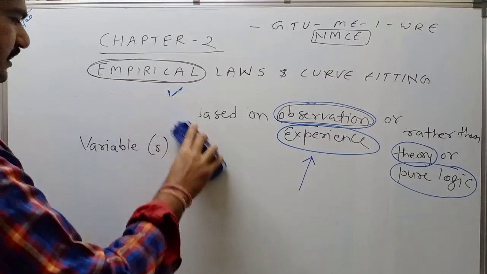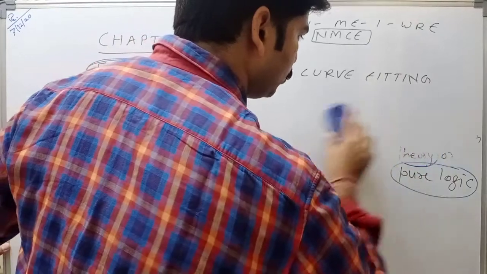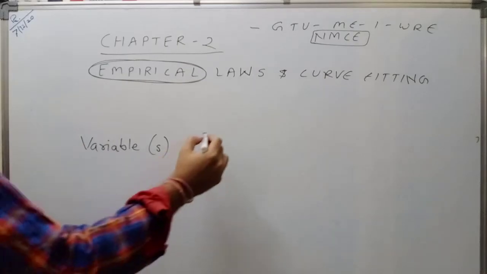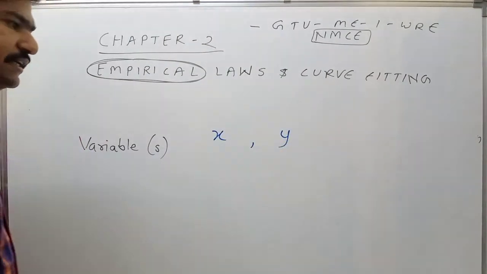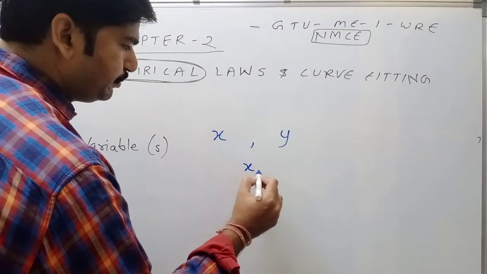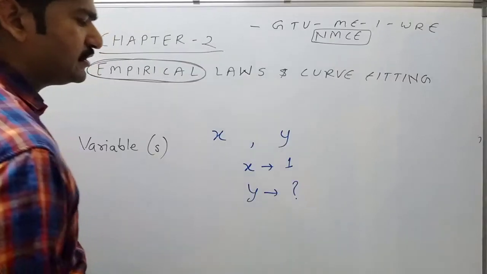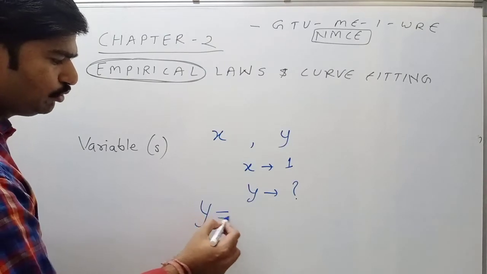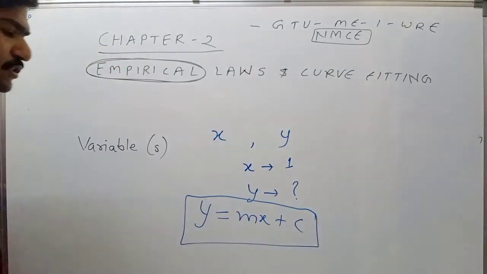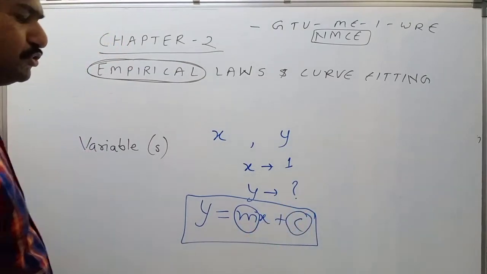In the second term, we will discuss variables as well. In mathematics, in polynomials, in approximations, we come across variables, for example x and y. There are two variables, and there are categories of variables as well. If x has some value, then of course y will also have some values. For example, x and y are correlated by this simple equation, y equals mx plus c, where m and c are constants.